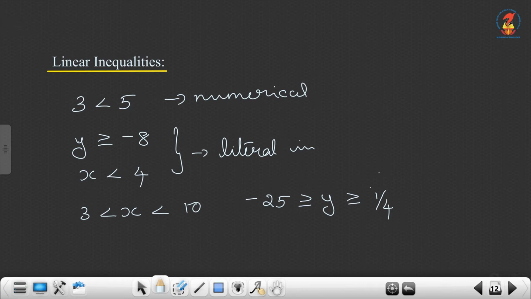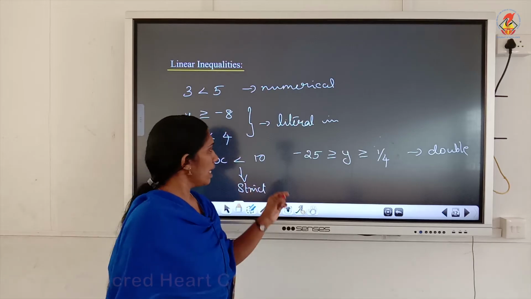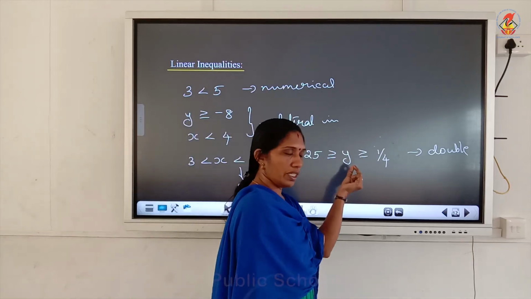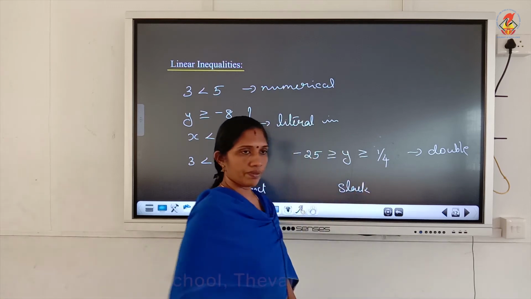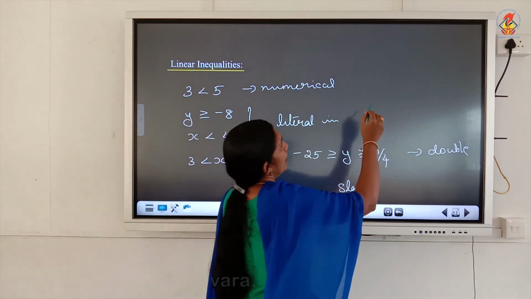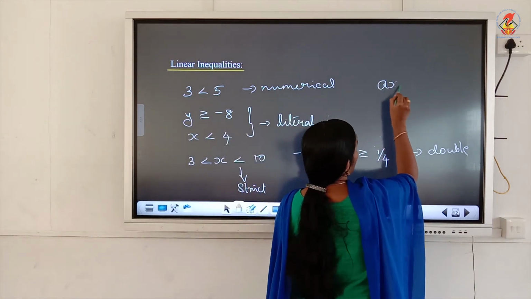Then there are strict inequality and slack inequality. So, this is known as strict inequality. Strict means there is no equal symbol, only less than or greater than. Here the equal symbol is also there, so that is known as slack inequalities. Then linear inequalities.